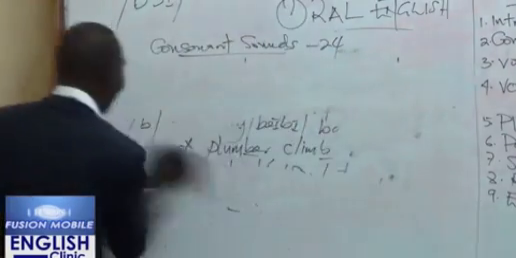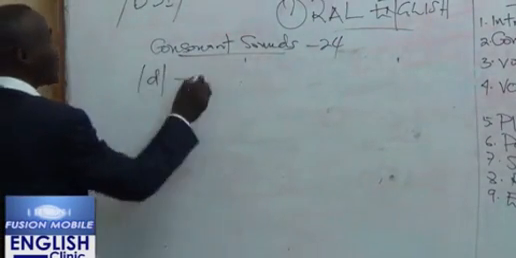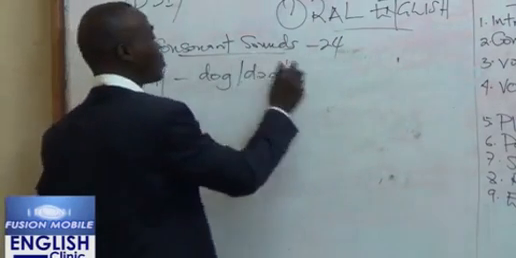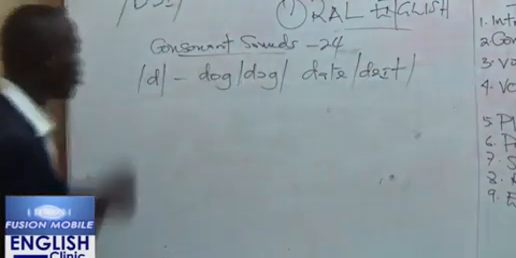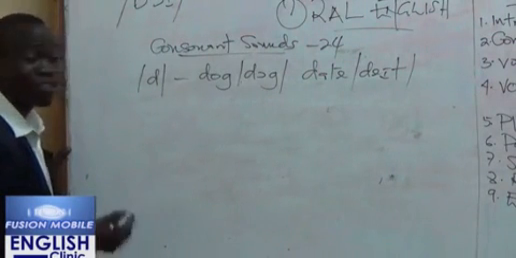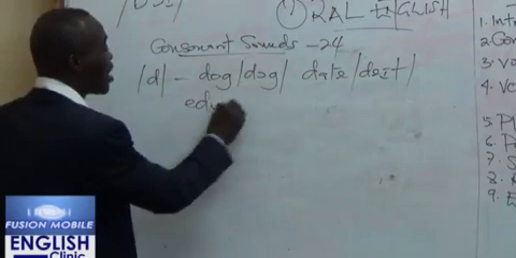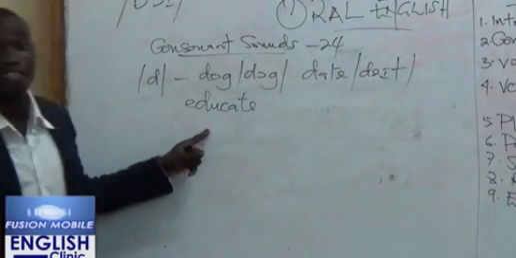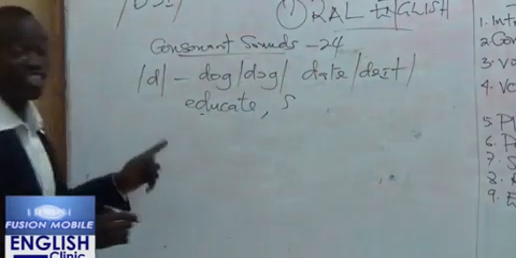Now let's look at another sound. We have the D sound, as in dog. Dog. As in days. Days. Now, sometimes when you have this D letter in a word, the D may be pronounced as the letter J. For instance, in the word educate, it is pronounced "ejucate". So the D is pronounced as J.